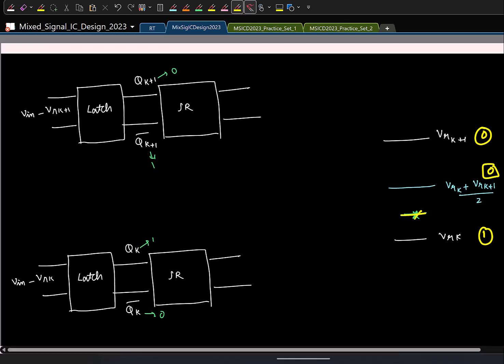The input is lying here, right? The kth comparator is comparing the input with this reference voltage. The k plus 1th is comparing with this voltage. So which of the comparators do you think might take longer time? Why?